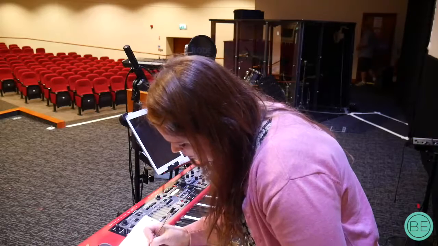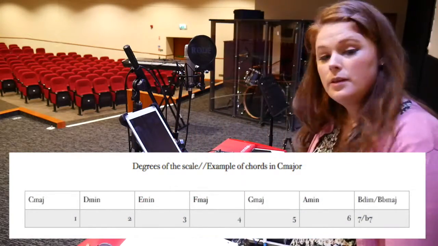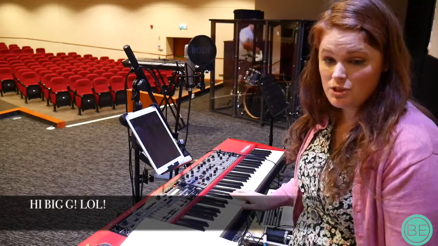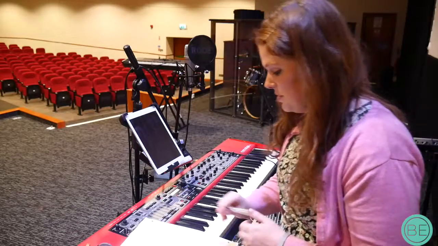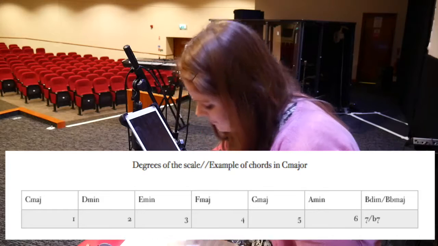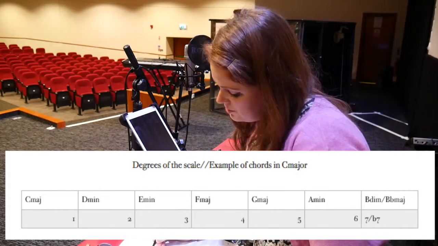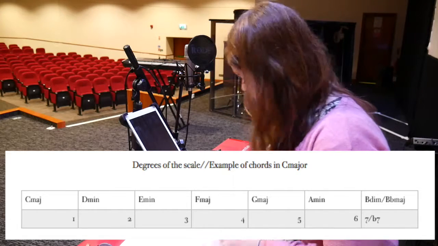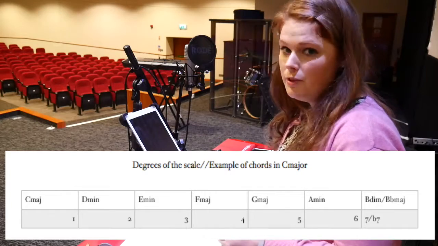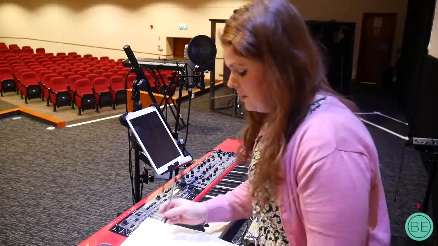Then the third note in the scale is E. It becomes E minor as well, because if we played E major, there would be a G sharp, and unfortunately there's no G sharp in C major. Then the fourth chord would be F major. Fifth chord would be G major. Sixth chord would be A minor, again because if we played major there'd be a C sharp in the middle. There is no C sharp in C major.